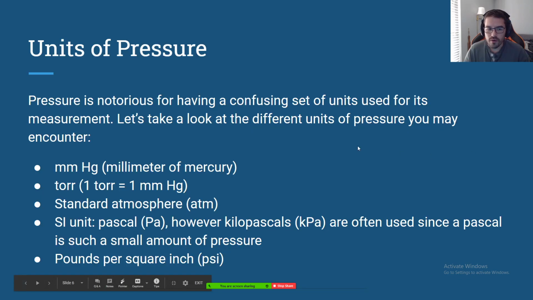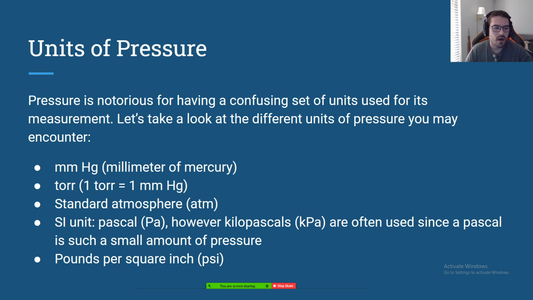Okay, all right. So hopefully that gives you a decent idea of what pressure is. It's just a property of gases that's always there, and we're going to be talking today about how pressure, volume, and temperature relate to one another.